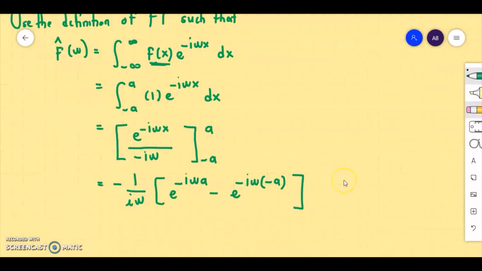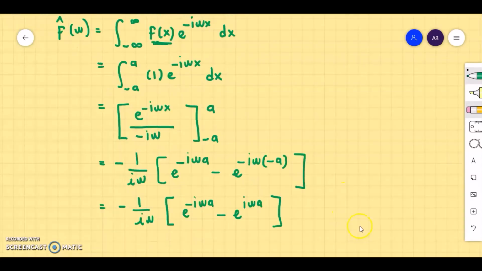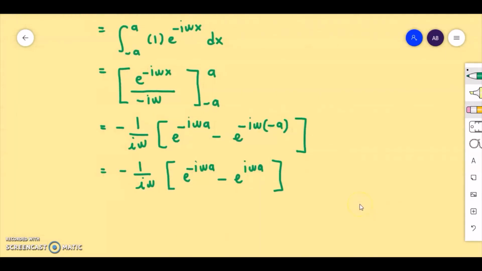Now simplifying this equation, I have negative 1 over i omega, so this term will give me a positive sign: e^(-i omega a) minus e^(i omega a). If I take this negative inside, that gives me 1 over i omega times e^(i omega a) minus e^(-i omega a).